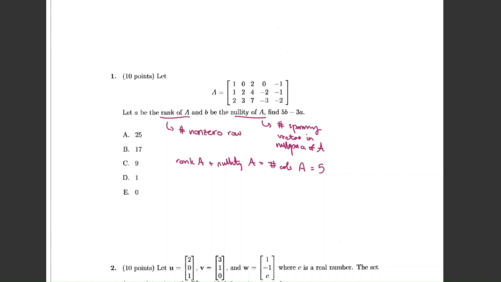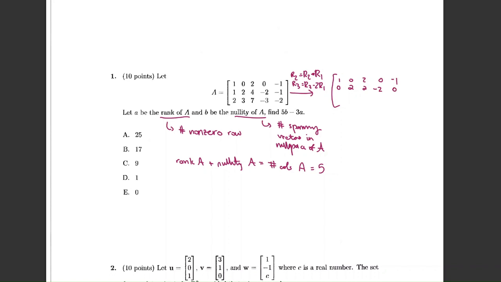So first we want to find the rank of A, so we want to find the number of non-zero rows, so we need to do row reduction. I'm going to do row 2 equals row 2 minus row 1, and then row 3 equals row 3 minus 2 times row 1. And that will give me 1, 0, 2, 0, negative 1, and then 0, 2, 2, negative 2, 0.